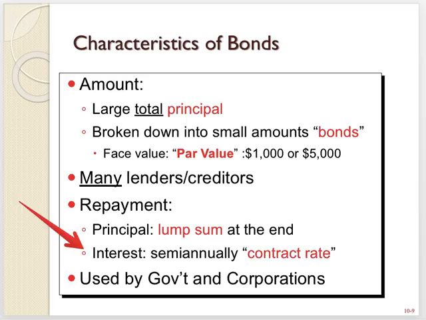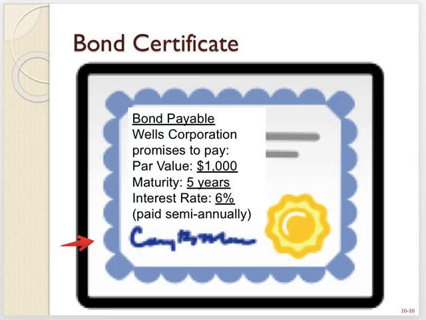And the interest is going to be calculated using what we call the contract rate, which is the stated rate on the bond certificate. In this case, the stated rate on the bond certificate is 6%, so we call that the contract rate. And again, it's paid semi-annually. So let me show you what this payment structure looks like.